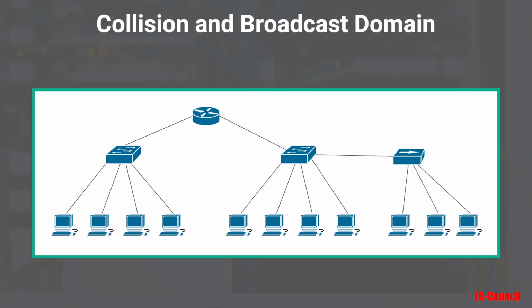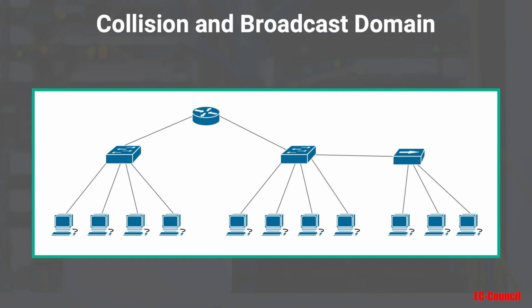So if PCE sends a broadcast, who will receive the broadcast? Well, let's take a look. PCE sends a broadcast to switch 1. Switch 1 forwards it to the router, but the router will not forward it to any other device. However, switch 2 will forward it out of all other interfaces. Therefore, this here is another broadcast domain.